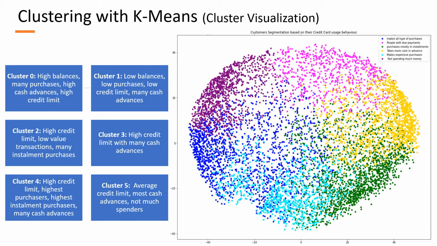And cluster 4 is a group of customers with high credit limit, high purchases, high installment purchases, and a lot of cash advances. This cluster is the bank's favorite group, also known as high spenders. And last but not least, cluster 5, group of customers with average credit limit, most cash advances, and not much spending. Now I'll pass it off to Sayuz, who will talk about hierarchical clustering.